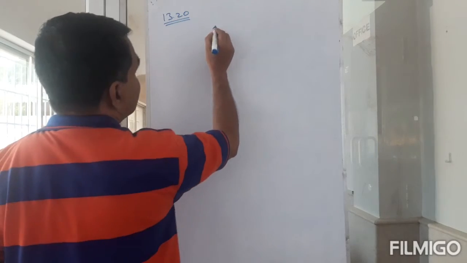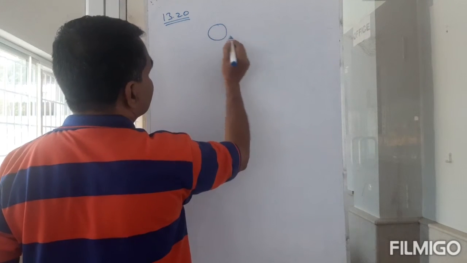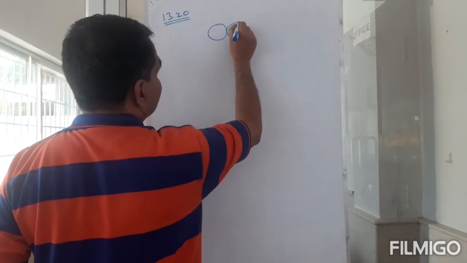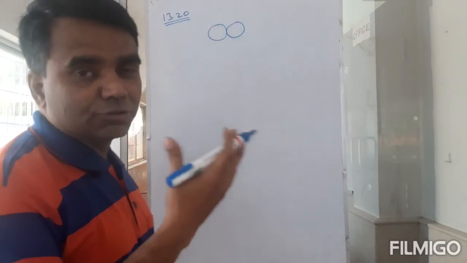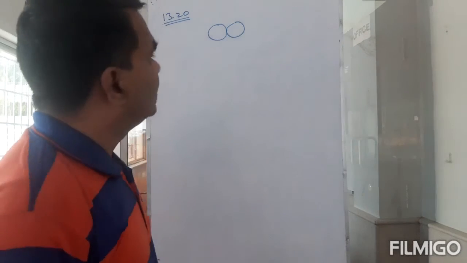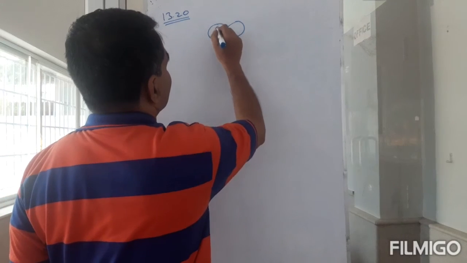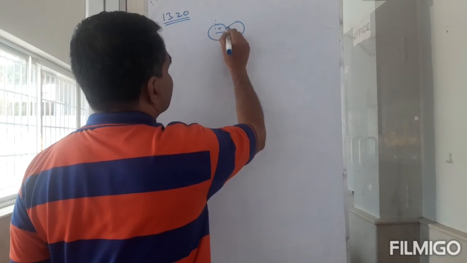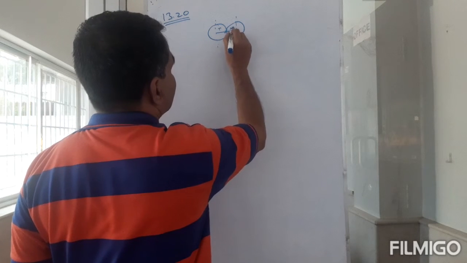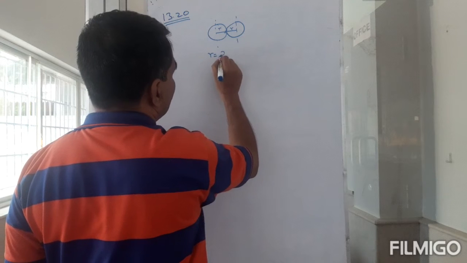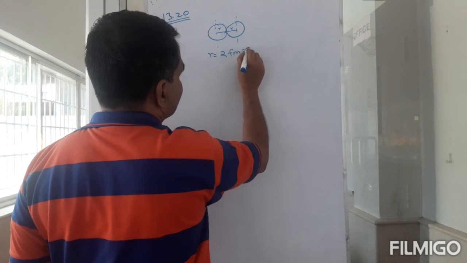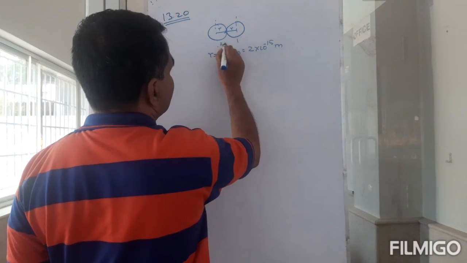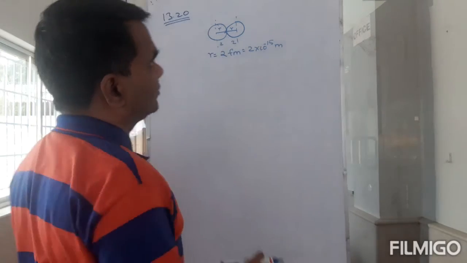So what has to happen is that there is a deuteron and you throw another deuteron in such a way that it comes and hits you. What's the minimum energy that you should throw it with so that it comes and hits you? So what they say is that the radius, this is r and this is r. This radius is 2 femtometers, that is equal to 2 into 10 power minus 15 meters. So this is 2 and this is 4 femtometers.